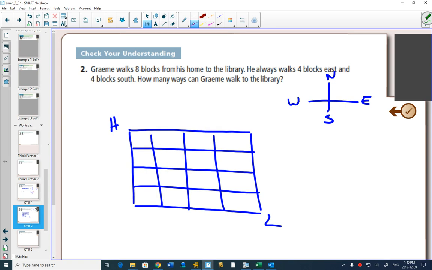One of them says, well, how could I represent this pathway? What did he do? He went east, then east, then east, then east, and then south and south and south and south. Right?